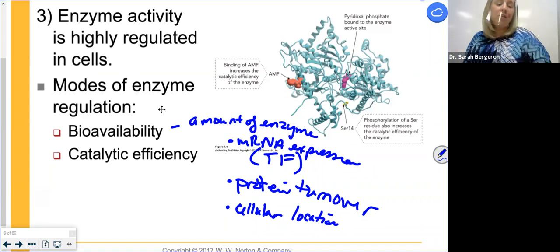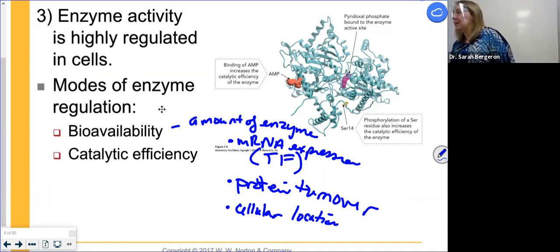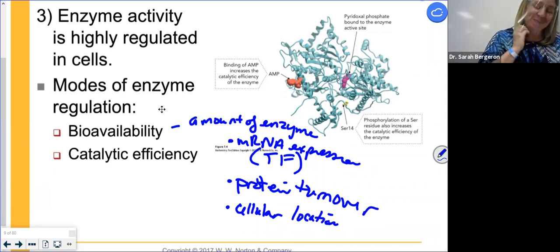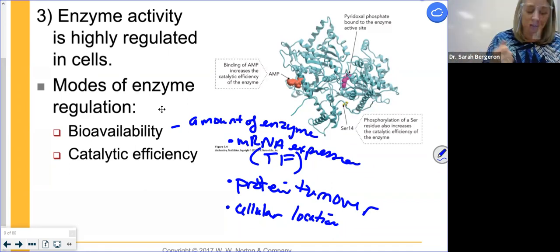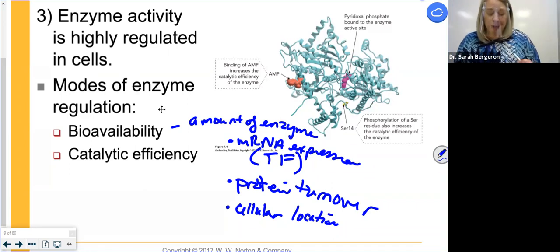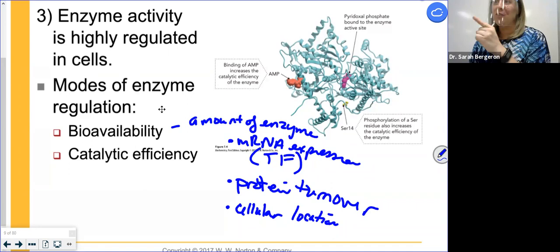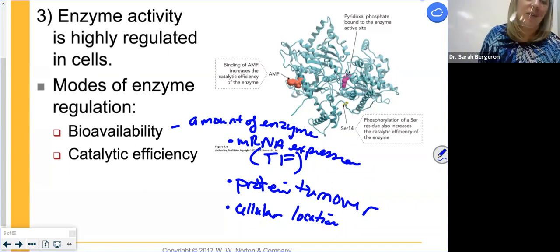Okay, then you can alter catalytic efficiency. When we talk about catalytic efficiency, what's catalytic efficiency? How fast, how well the enzyme works. So how can we modify that? We've talked about a couple of different ways that we could do this so far. Change something on it, right? What are we going to change on it? What's the most common? Phosphorylation.